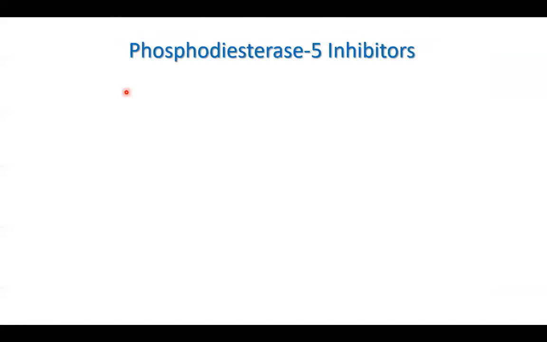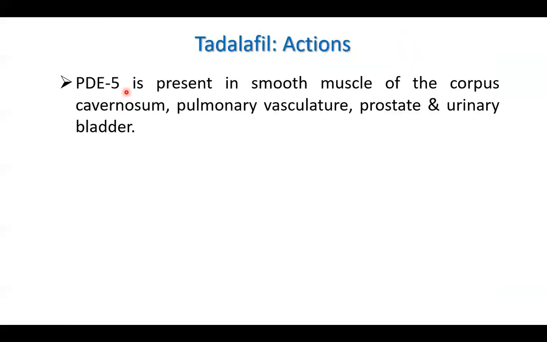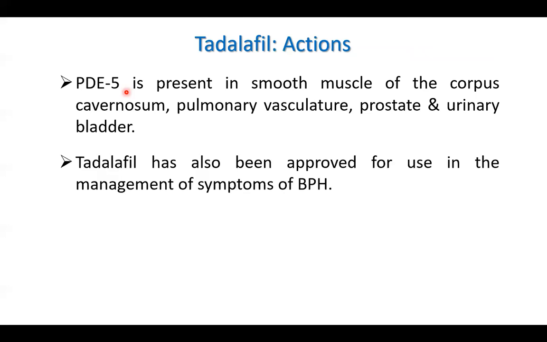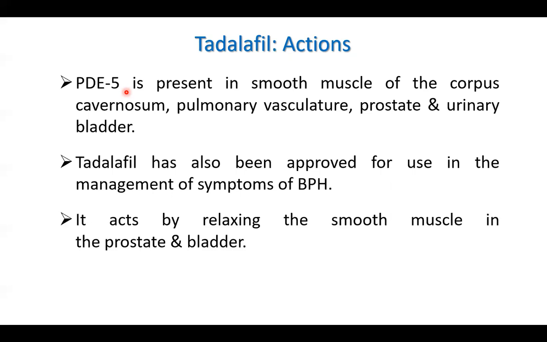Now let's start with phosphodiesterase 5 inhibitors, which are tadalafil and sildenafil. Everyone knows sildenafil. Tadalafil actions: phosphodiesterase 5 is present in smooth muscles of the corpus cavernosum, vasculature, prostate, and urinary bladder. And tadalafil has also been approved for use in symptomatic management of BPH. It acts by relaxing the smooth muscle in the prostate and bladder.